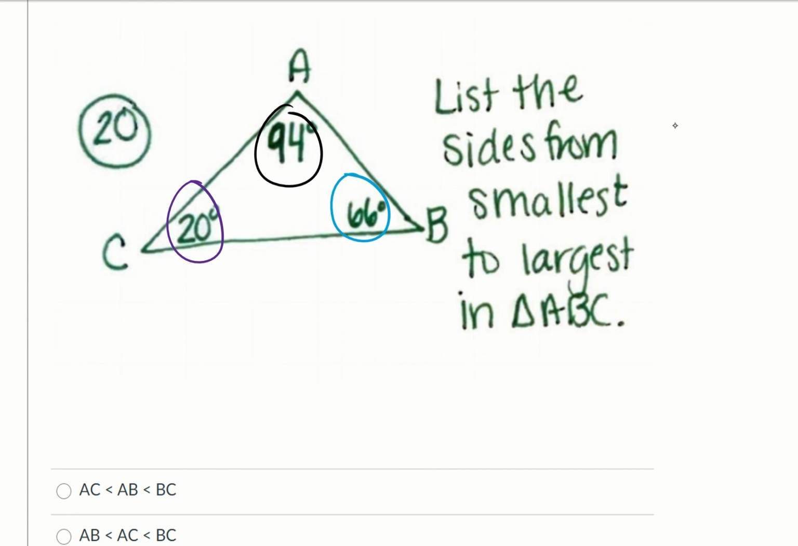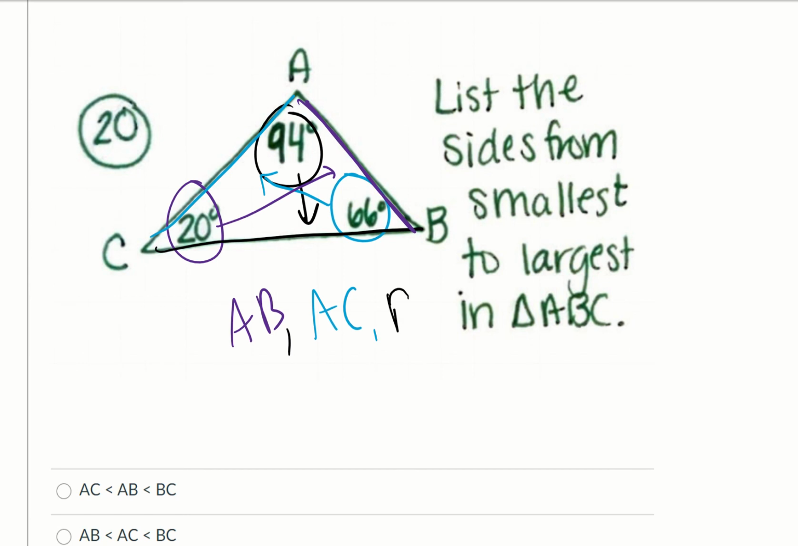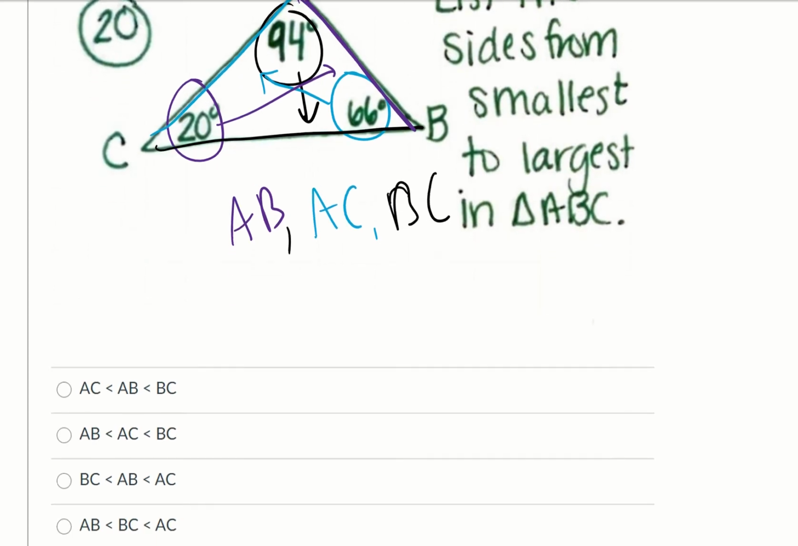So we're going to look to the opposite side, that one. The opposite side of that one is the blue one. The opposite side of the purple one is AB. So then we can go ahead and list those out. The smallest is the purple one, which is the side AB. And the next one is the 66-degree angle, which is AC, followed by the CB or BC. And so that's the order from smallest to largest.